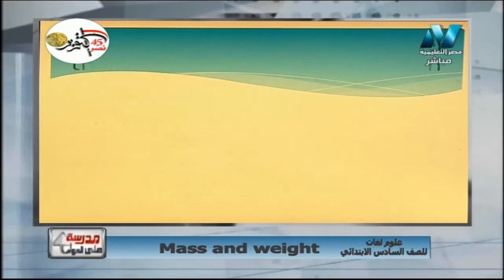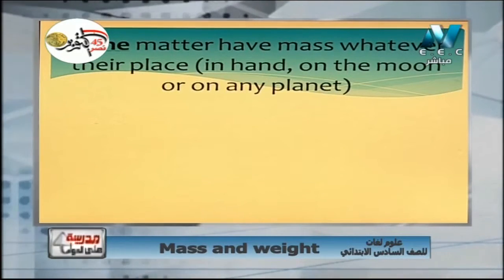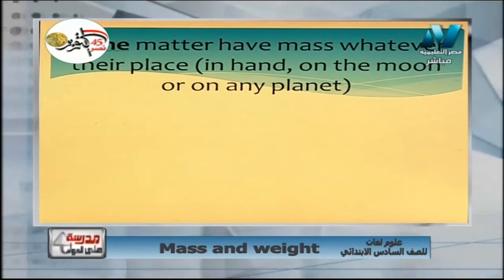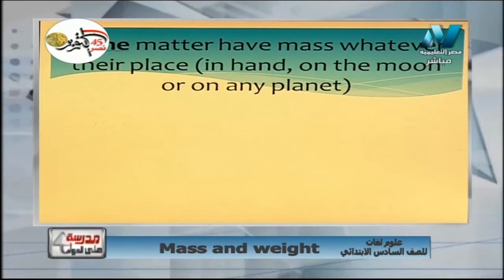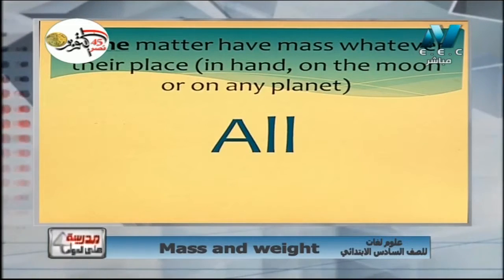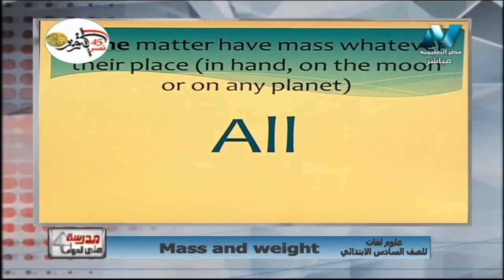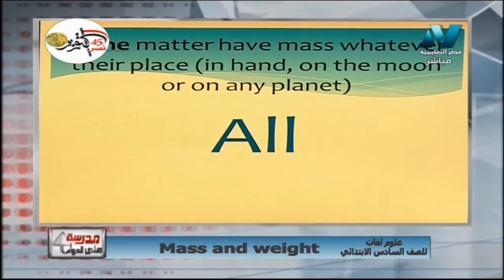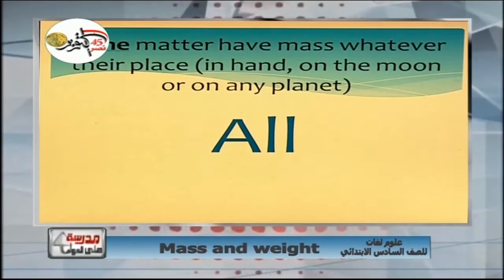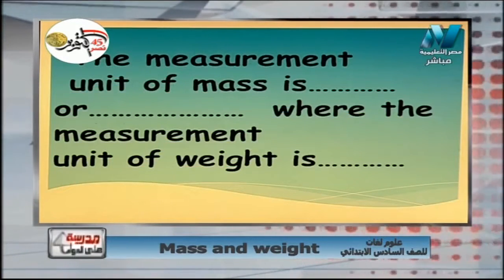Another question: Some matters have mass whatever their place, on the moon or on any planet. Some matter only has mass regardless of place? No, of course. We said that all matters have mass whatever their place, whatever their physical state, solid or liquid or gas. So all matter, wherever it is and whatever its physical state, has mass. Mass can be considered a physical property of all materials in the world.